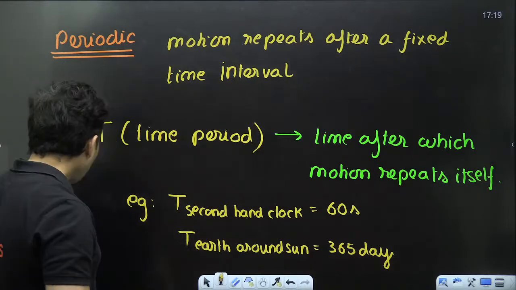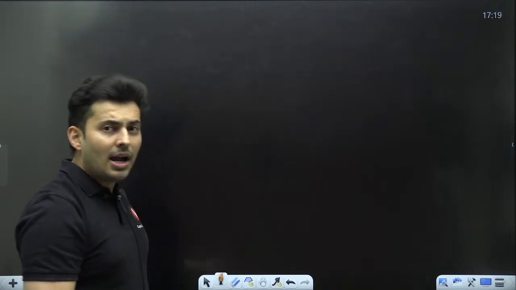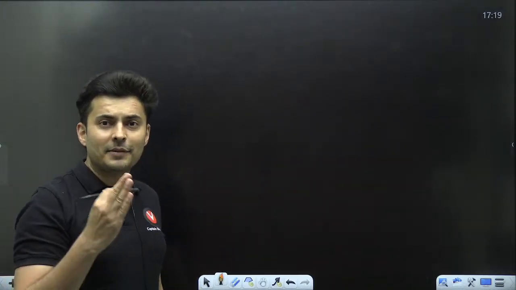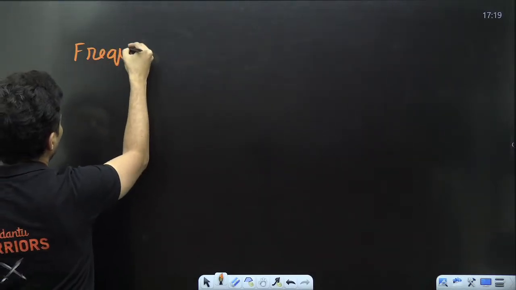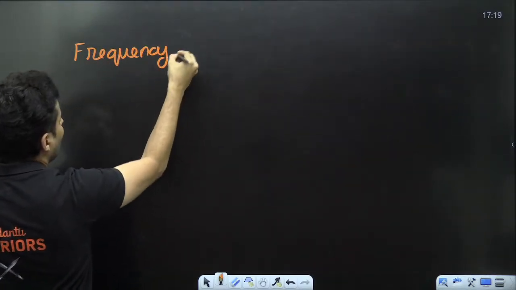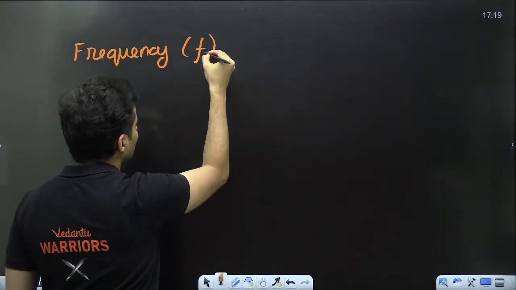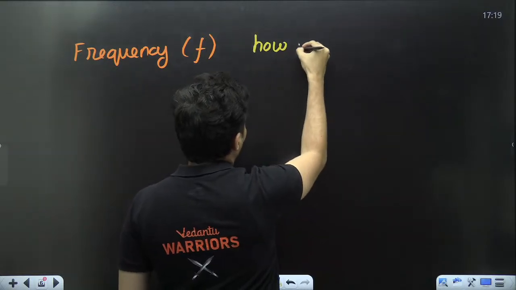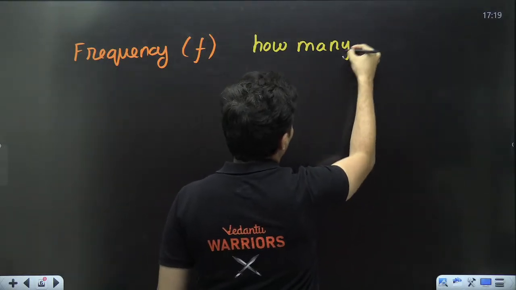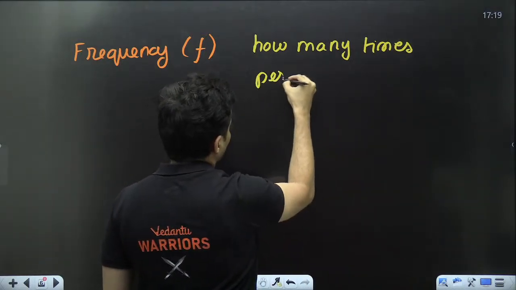Now, if I take the reciprocal of the time period, I get a quantity called the frequency. So frequency is nothing but how frequently you are doing it. The symbol for that in physics is usually f. It's how many times per unit time.